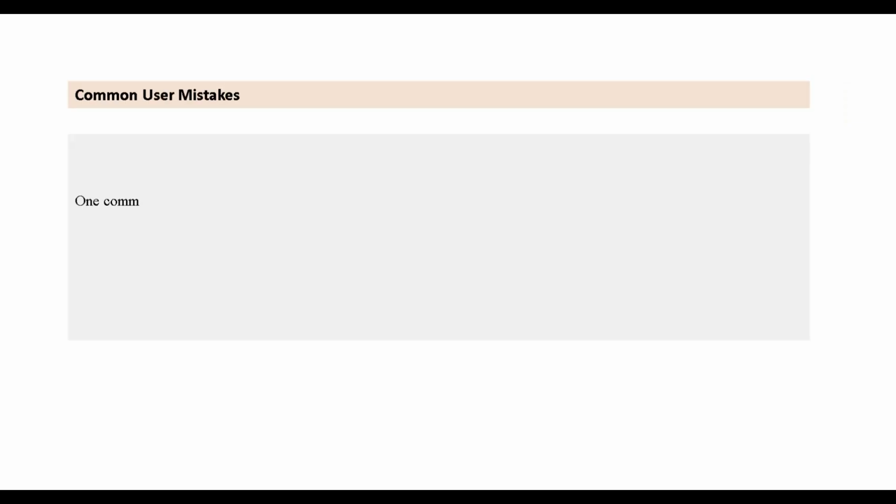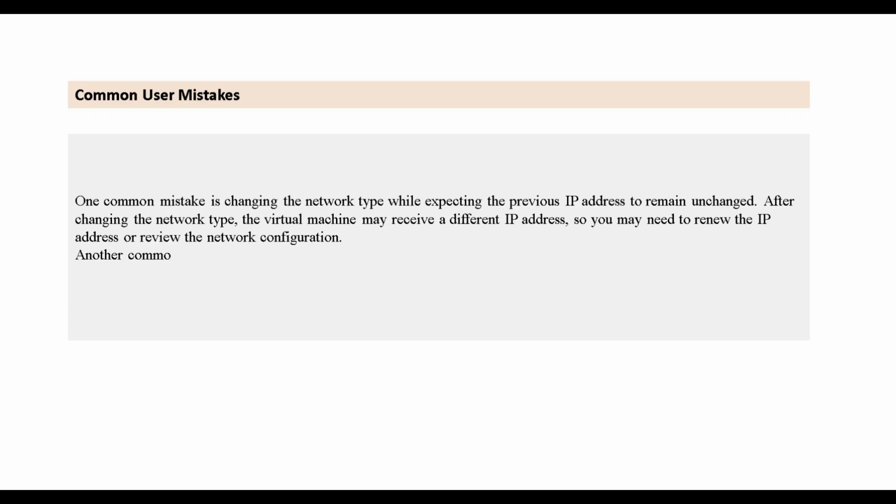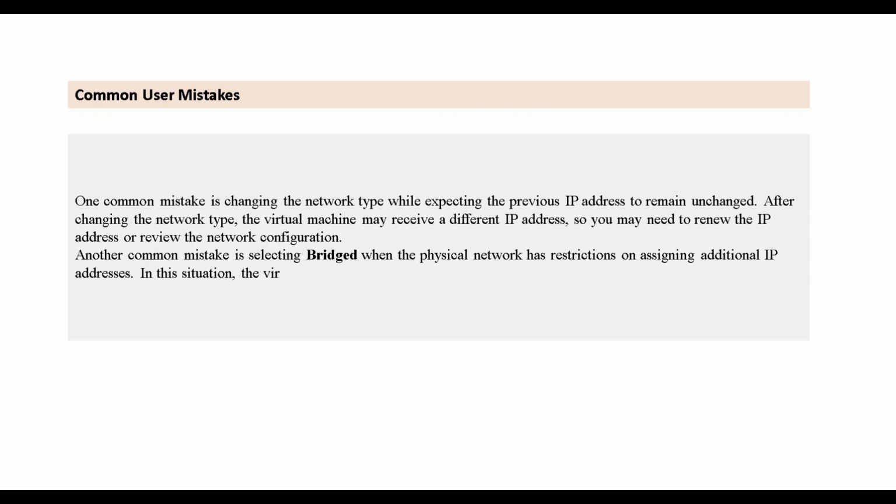Common user mistakes. One common mistake is changing the network type while expecting the previous IP address to remain unchanged. After changing the network type, the virtual machine may receive a different IP address, so you may need to renew the IP address or review the network configuration. Another common mistake is selecting bridged when the physical network has restrictions on assigning additional IP addresses. In this situation, the virtual machine may not be able to connect to the network.